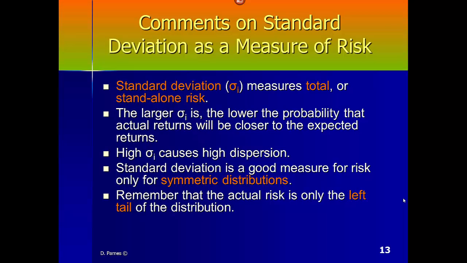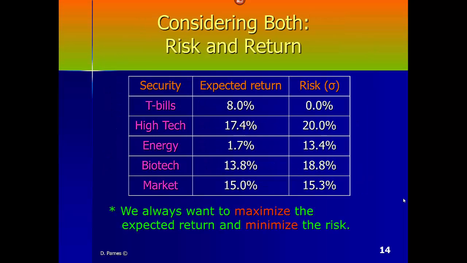Comments on the standard deviation as a measure of risk. We said that standard deviation is a good measure of risk simply because it measures the dispersion of the distribution. Just remember that this is true only for symmetric distributions, the vast majority of cases that you will ever face. But for asymmetric distributions, it's not true. Just remember that only the left tail of the distribution is a measure of risk. The right tail is not a measure of risk.